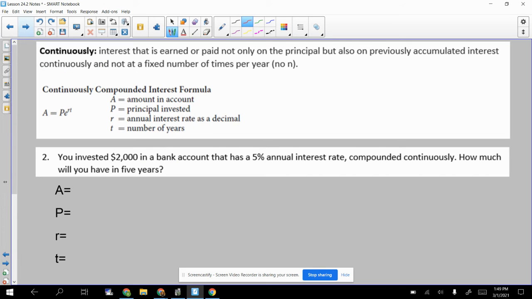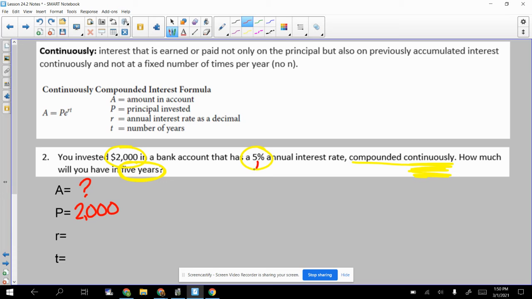Okay, so let's try one of these. It says here you invested $2,000 in a bank account that has 5% annual interest. So we're just highlighting important pieces of information. Compounded continuously. As soon as you see that word, you know you're using your APERT formula. And then it says, how much will you have in 5 years? Be careful, they didn't use a number there. Okay, so as soon as it says how much will you have, we know that's our question mark, our final amount. 2,000 was the initial amount we put in.